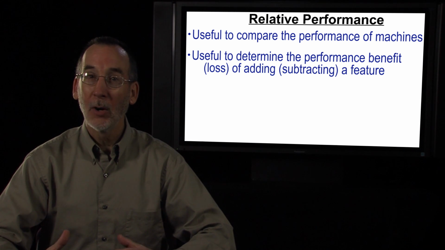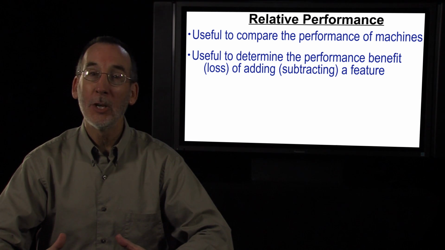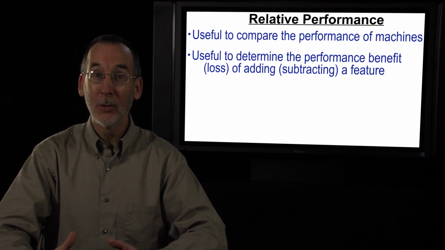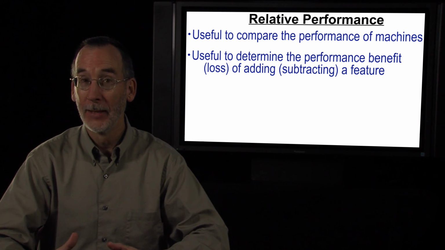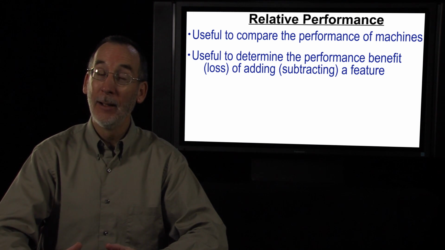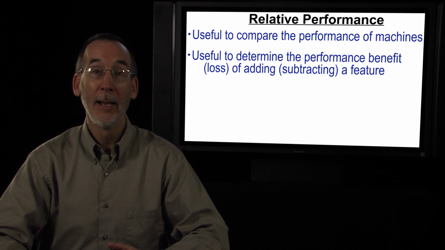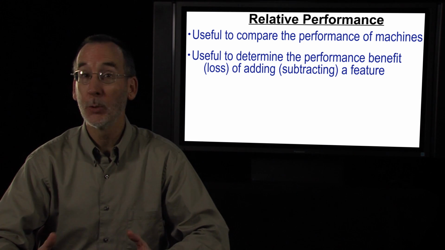So sometimes architects at the end of a project find that the chip is too big, and they need to take features out in order to meet the cost target. So sometimes you have to look at what's the cost, the loss of performance, if I take out a feature. And I can use relative performance to measure that as well.